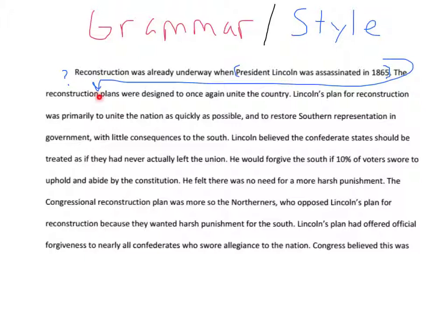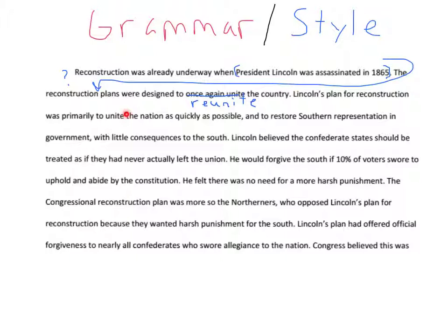and to restore. We've used this word unite twice, so let's maybe try something else. Lincoln's plan for Reconstruction was primarily to. Actually, I think one thing we could do here is you used once again unite. Maybe we could put that all into one word, just reunite. And that would kill two birds with one stone because you would be saying this in fewer words and you would also not have the repeating of the exact same word. You would have reunite here and unite here.